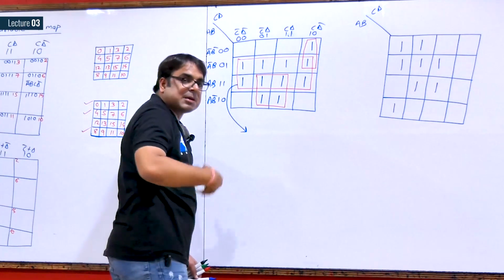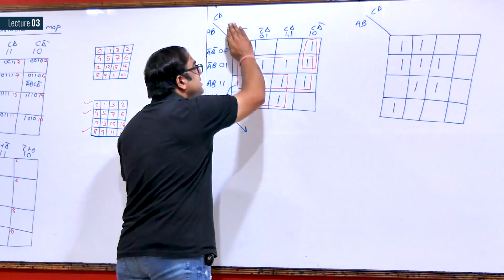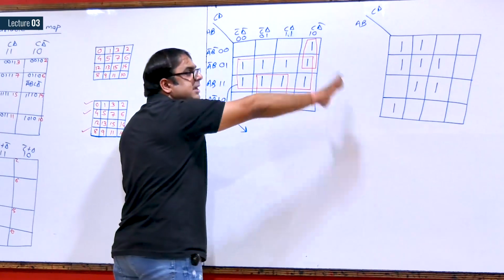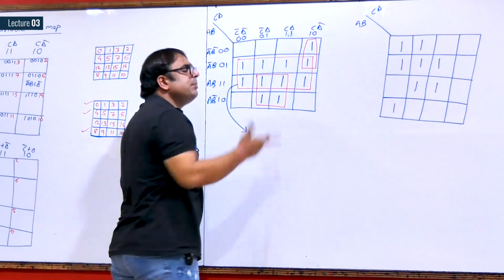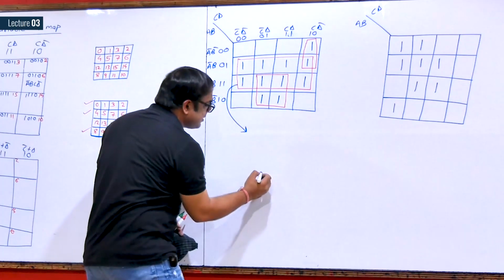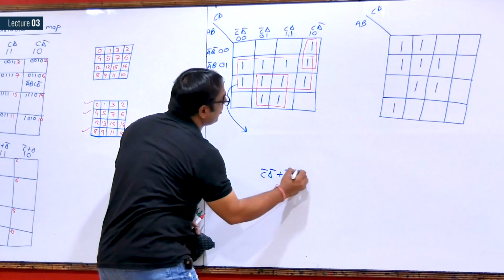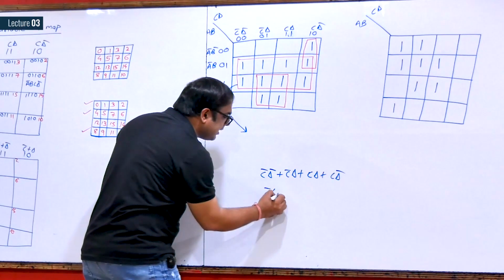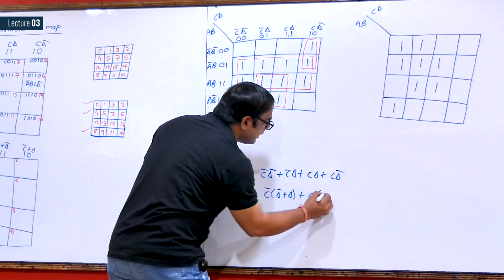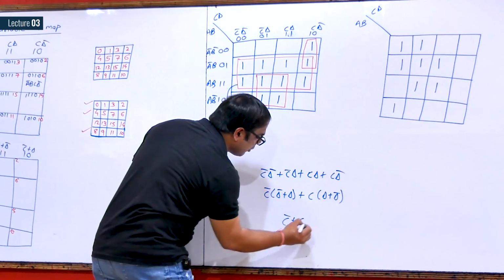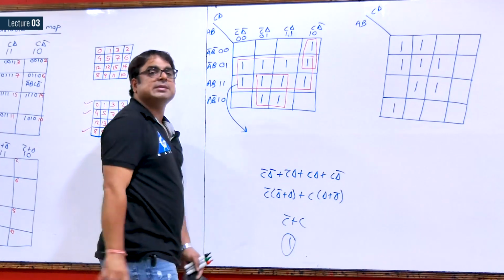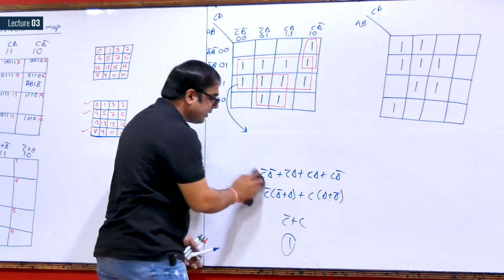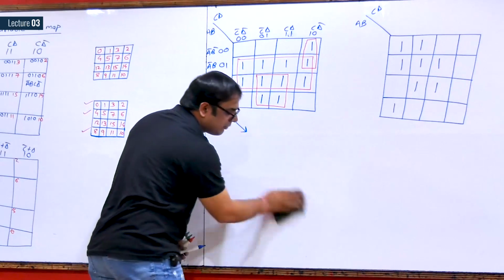Definitely you should have some practice by now. For this octet, all C and D are changing. What does that actually mean? It simply means C complement D complement plus C complement D plus CD plus CD complement. I can take C complement common, D complement plus D, and C common, D complement plus D. It is C complement plus C, which is equal to 1. So in this octet, C and D will be reduced to 1.